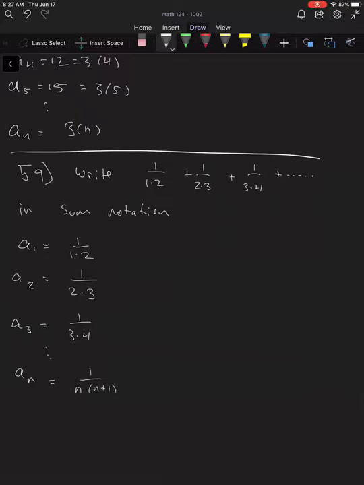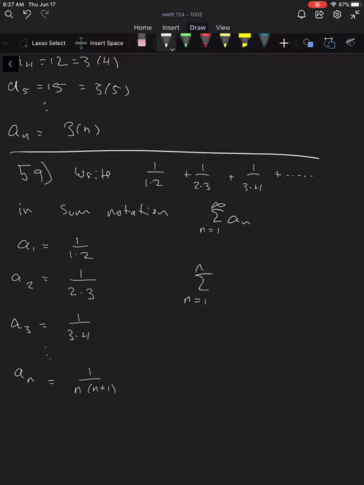So we want to write this whole sum in sum notation. So basically, we have an infinite number of terms. So what we want is we started at the first term and we're adding up an infinite number of them. And we just found that our an is 1 over n times n plus 1. So this is just going to be the sum of n goes from 1 to infinity of 1 over n times n plus 1.